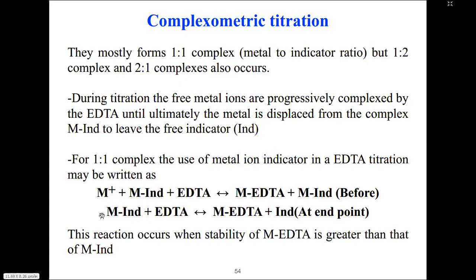Now at the end point, there are no metal ions. So once you add the EDTA, this EDTA will replace the indicator from the metal-indicator complex. And it will form the metal-EDTA complex, and the indicator is released. So what is going on here? Since metal-EDTA is more stable than metal-indicator, the forward reaction is favored. The metal-indicator will have one color and the free indicator will have a different color. So when this second reaction occurs, the color changes from the color of the metal-indicator to that of the free indicator. And this reaction occurs because metal-EDTA is more stable than metal-indicator.